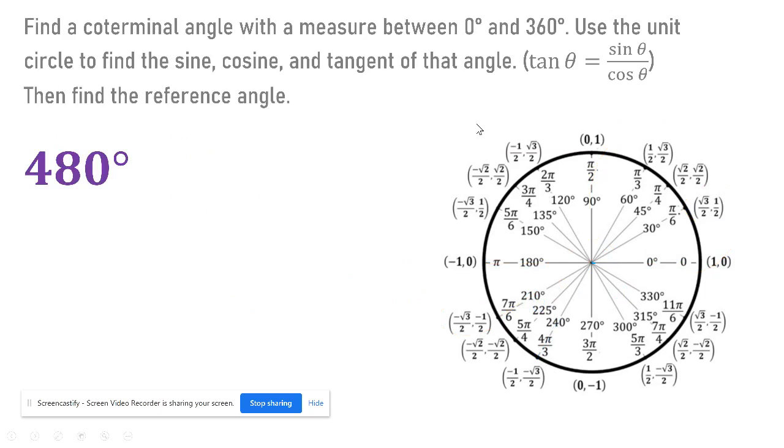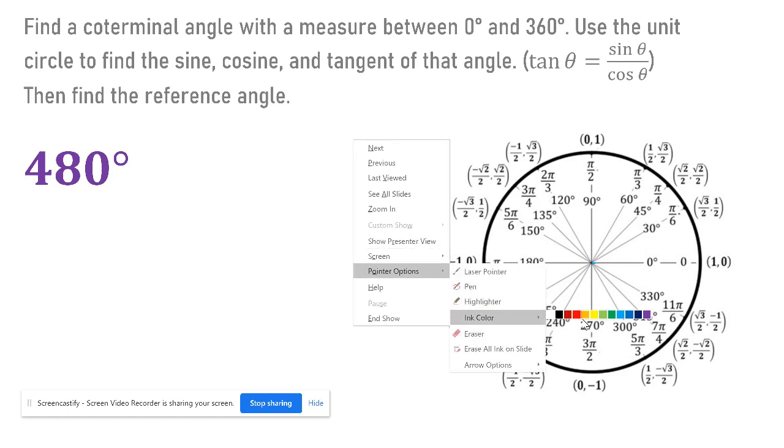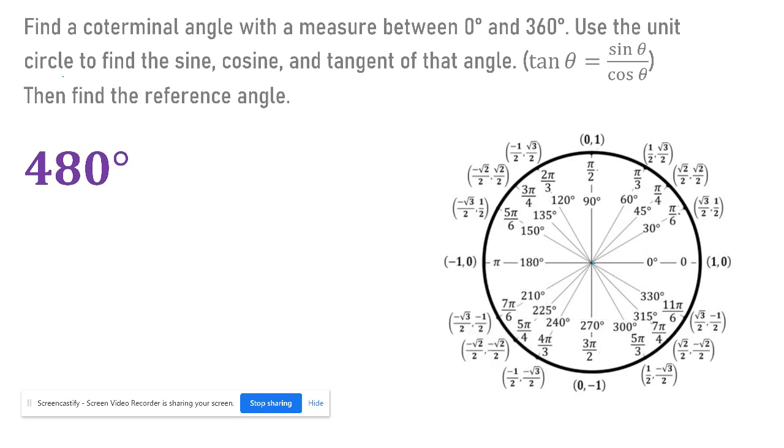So here we go. We're going to just do some examples of what I'm talking about here. It says, find a coterminal angle with a measure between 0 and 360. That's our first task. Use the unit circle to find the sine, cosine, and tangent of that angle. That's our second thing we have to do. And then we have to find the reference angle. So 480 degrees is our first one.